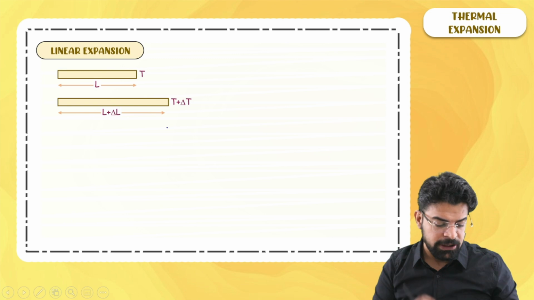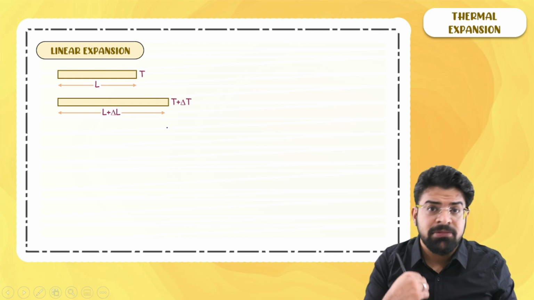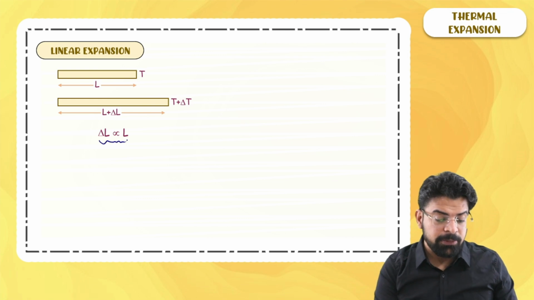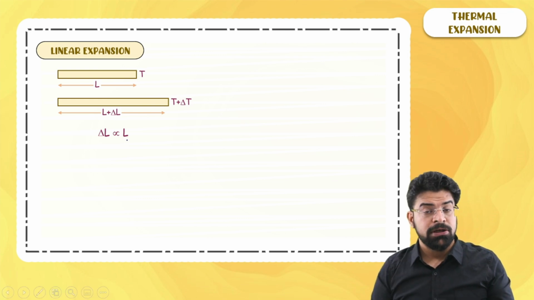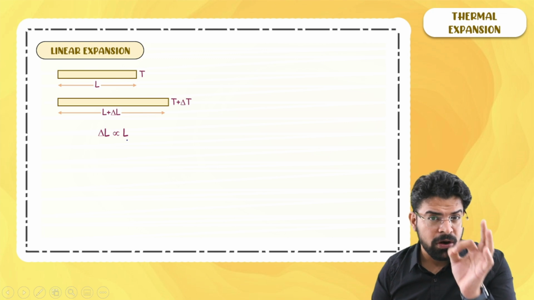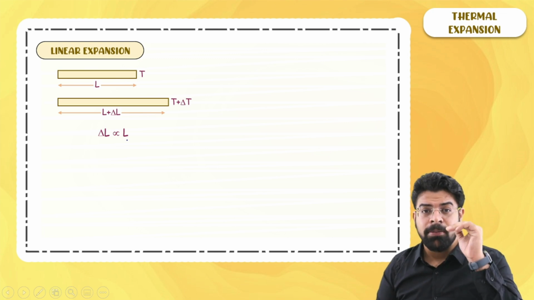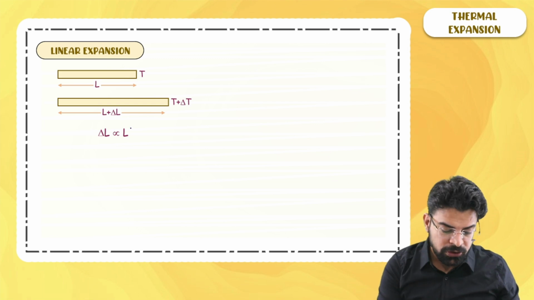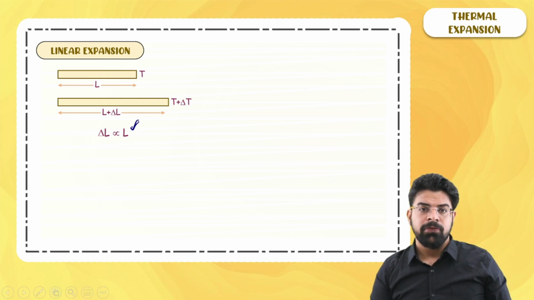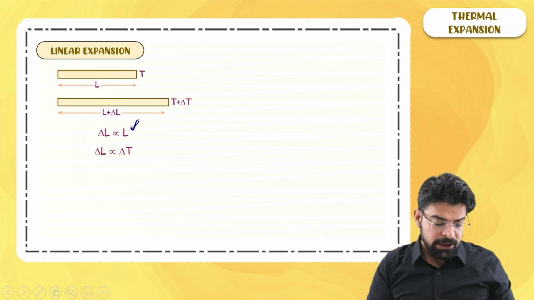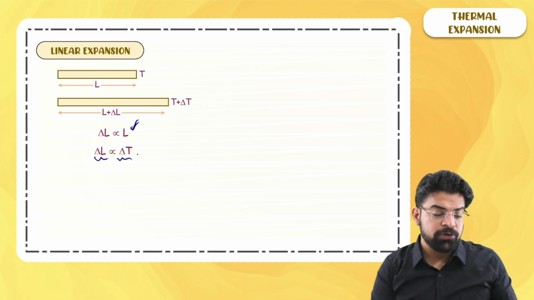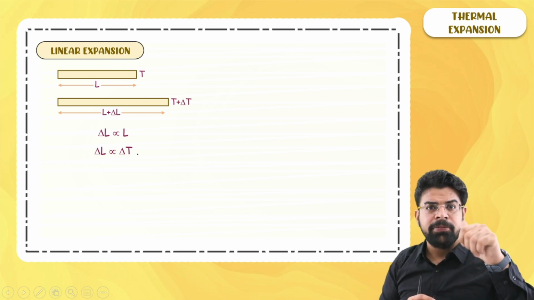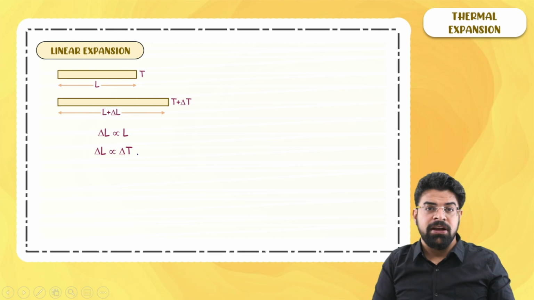Physicists did some experiments and found that the change in length is directly proportional to the original length. The change in length of the rod on heating by a certain amount, on increasing the temperature by a certain amount, is directly proportional to the original length. They also found that the change in length is directly proportional to the change in temperature. So the greater you make the change in temperature, the more is the change in length.